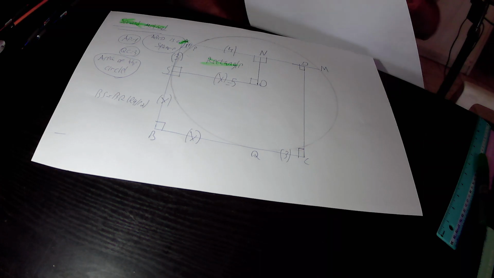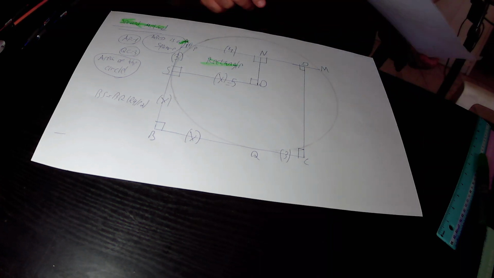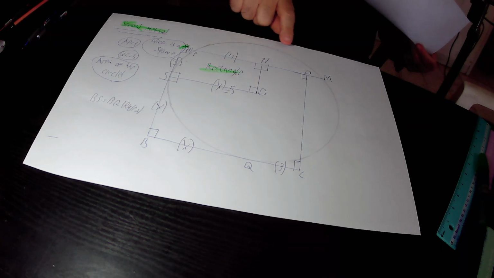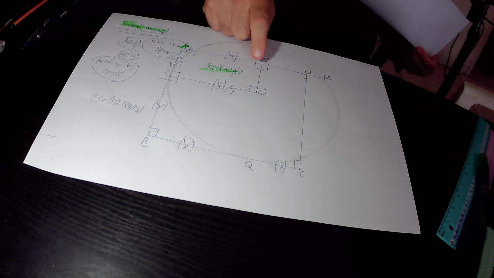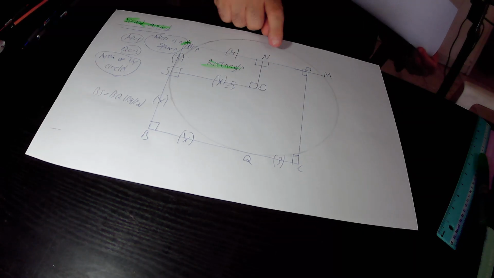In the next step, we did the construction, which is to say, from this point O, that is the center of the circle, we draw a perpendicular on chord PM. So this angle equals 90 degrees, and this angle also equals 90 degrees according to our construction. We define the touching point of the perpendicular from point O and chord PM. This point is point N.